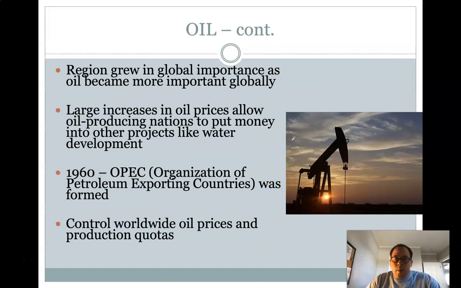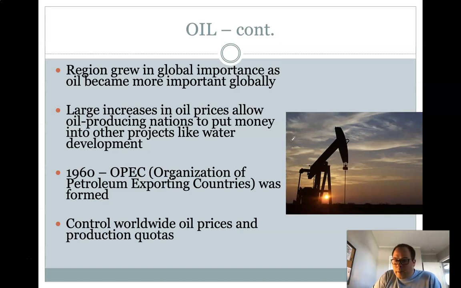The region grew into global importance as oil became more important globally, especially in the boom of industrialization when oil became more and more needed. Western powers, and we're talking about European, United States, others, started needing, wanting more influence in the region. So some of the region was colonized. Others, the United States or Britain, would go in and take over the oil industries in certain countries.